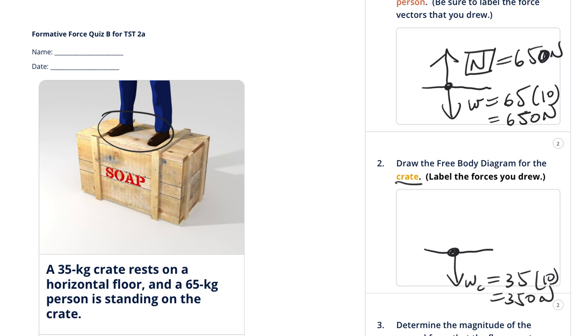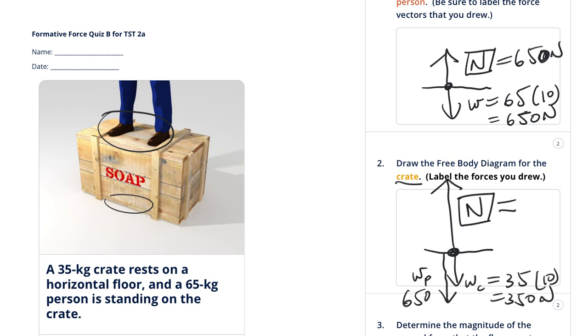But pushing down on the crate is the weight of the man, which is 650 newtons. Weight of the guy, weight of the person, and that's 650 newtons that we did in number 1. The normal force, the floor pushing against the crate, right here, that would be bigger than the weight of the crate because the guy's on top of it. So this would be 650 plus 350, which is 1,000 newtons.